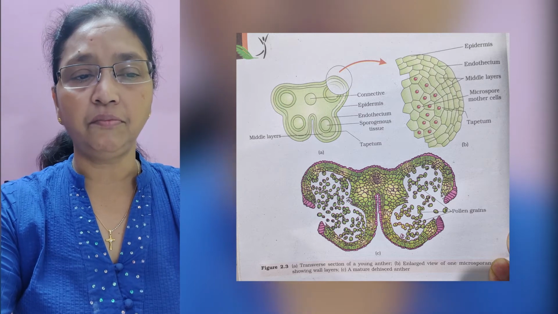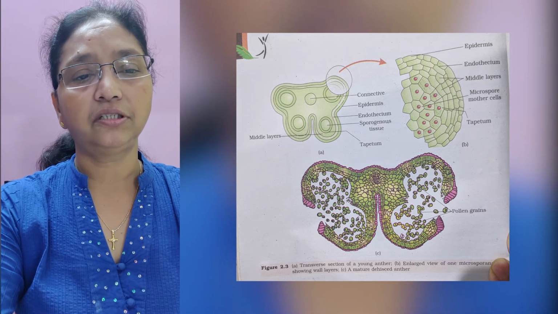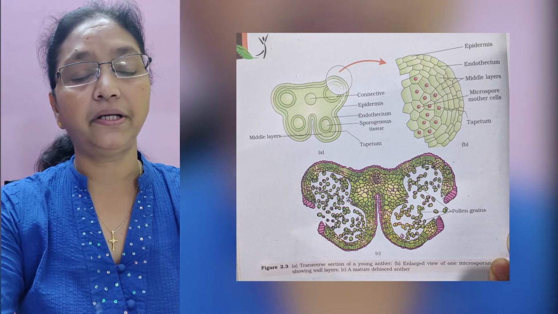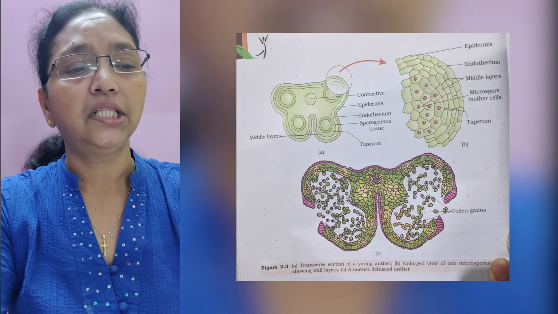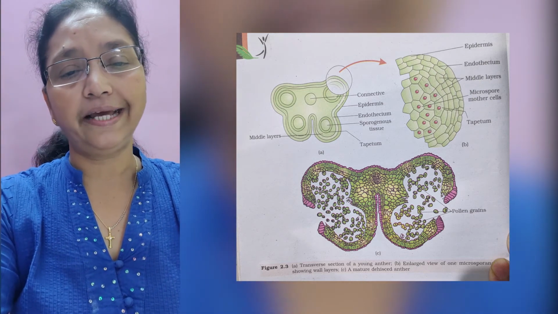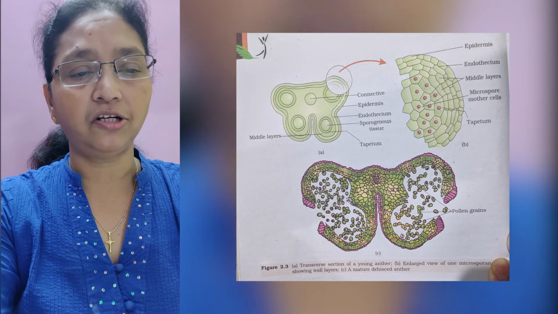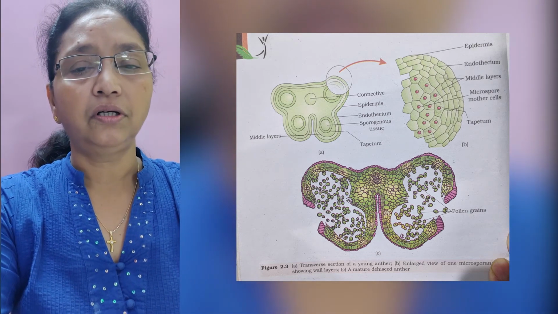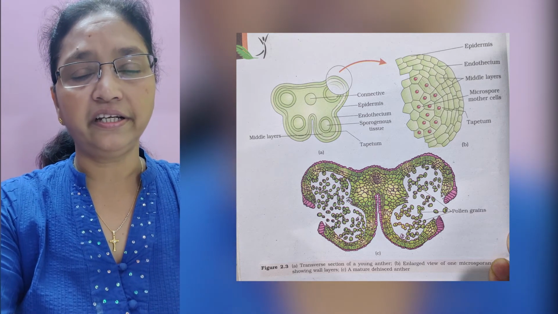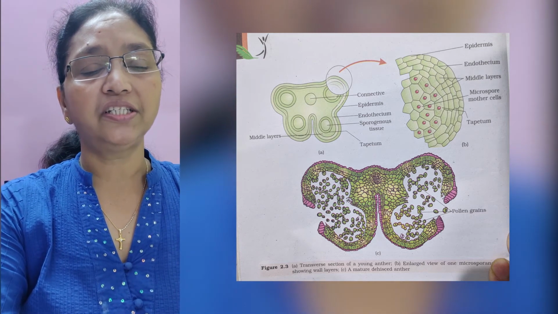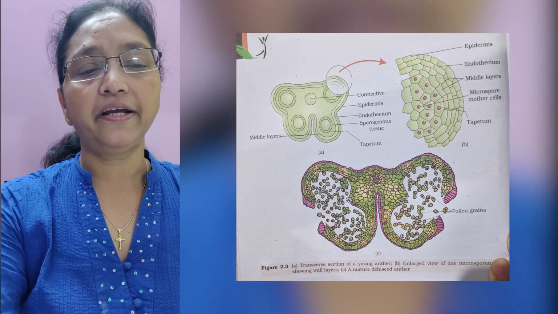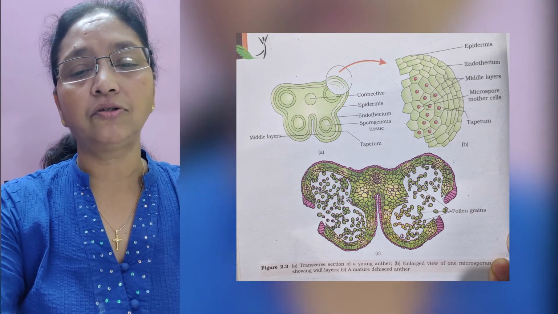Tapetum is the innermost, and it nourishes the developing pollen grains. The cells possess dense cytoplasm, and they may have more than one nucleus also. When the anther is young, the sporogenous tissue occupies the center of the microsporangium.